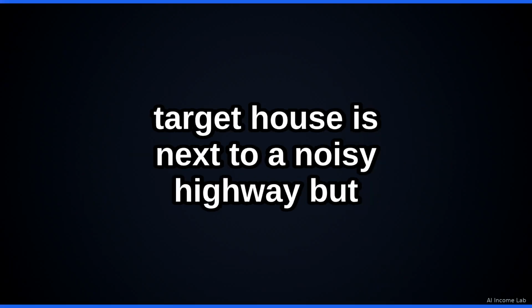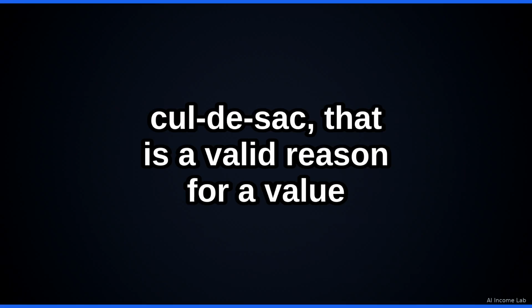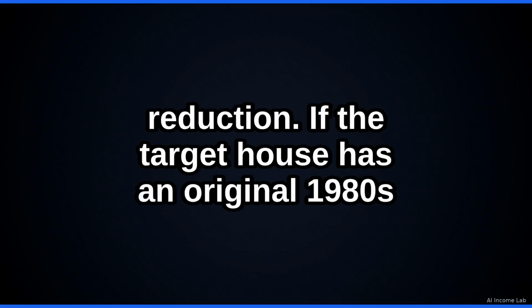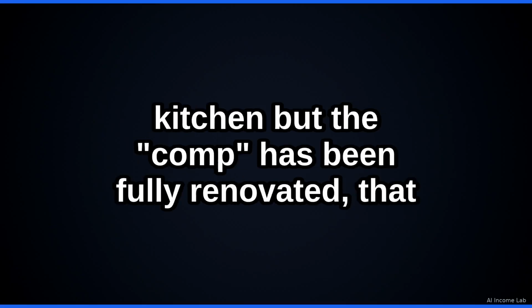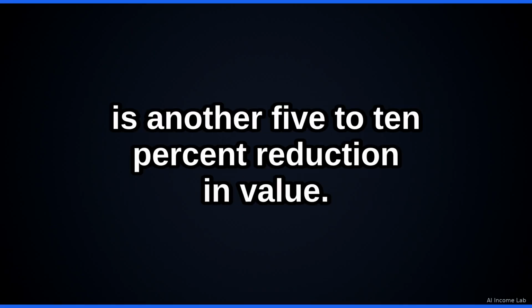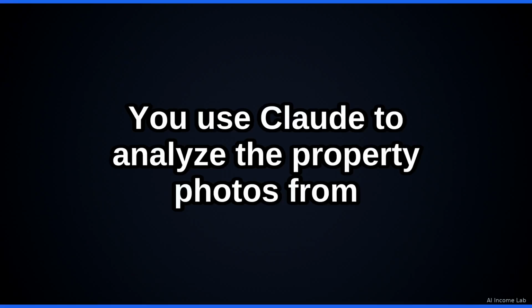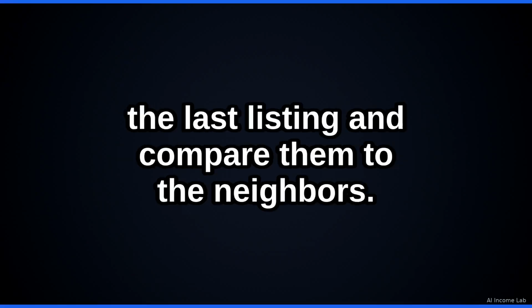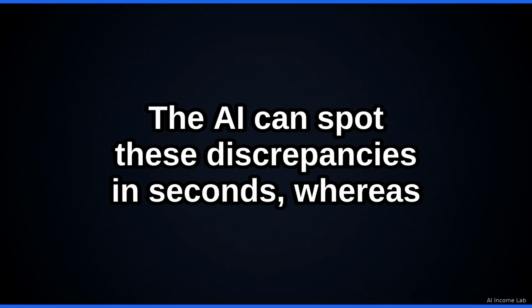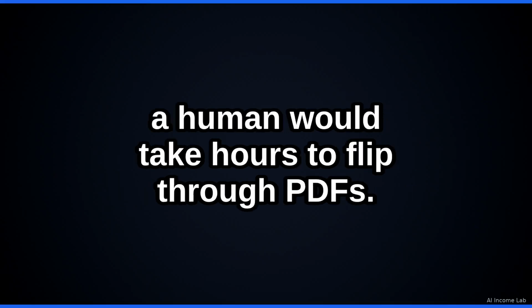For example, if the target house is next to a noisy highway, but the comp the county used is in a quiet cul-de-sac, that is a valid reason for a value reduction. If the target house has an original 1980s kitchen, but the comp has been fully renovated, that is another 5 to 10% reduction in value. You use Claude to analyze the property photos from the last listing and compare them to the neighbors. The AI can spot these discrepancies in seconds, whereas a human would take hours to flip through PDFs.